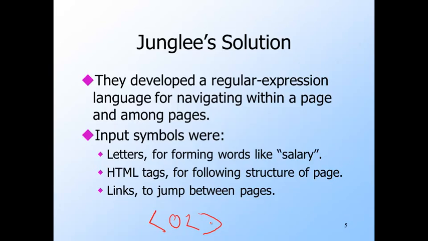For instance, a page might say, send salary requirements to, but that doesn't indicate the salary for a particular job. But when you get to a list of jobs, and that is indicated by the ordered list tag, that's the OL, and only after that does salary mean that the number following is a salary for a job. Another important kind of input element is a link, which indicates that it's necessary to move to another page.